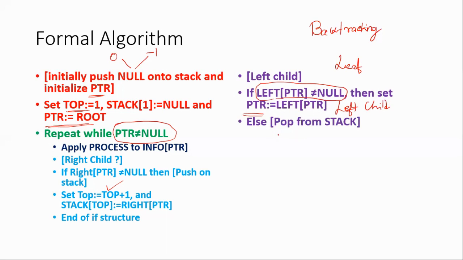As you pop from the stack, first we take the value from the stack, then we decrement the top by 1. That's the basic operation that we do for the pop. So PTR from the stack of top, the value will be given to the PTR, so that the PTR will be pointing to the corresponding node. Then we decrement the top by 1. As we decrement the top by 1, the top will be reduced and it will be pointing to the previous value.